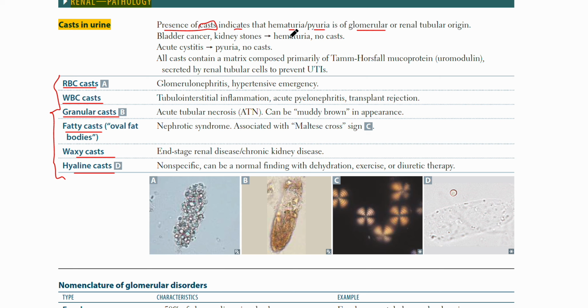In bladder cancer or kidney stones, there is hematuria and no casts. Acute cystitis has pyuria and no casts. All casts contain a matrix composed primarily of Tamm-Horsfall mucoprotein, that is uromodulin. Tamm-Horsfall mucoprotein is present in the walls of the urinary system, as a physiological process. These mucoproteins get cast off from the wall when any disease is there. They are secreted by renal tubular cells to prevent UTIs.